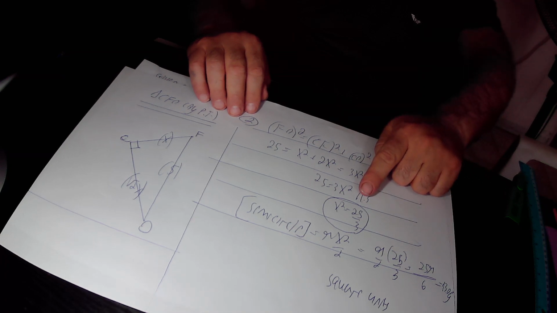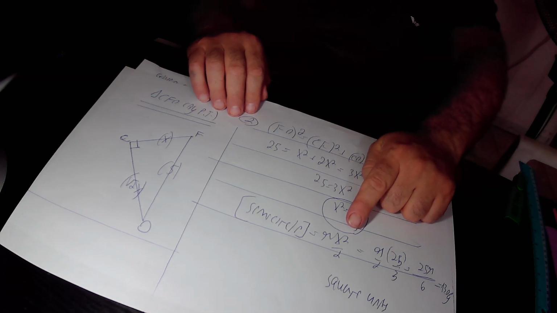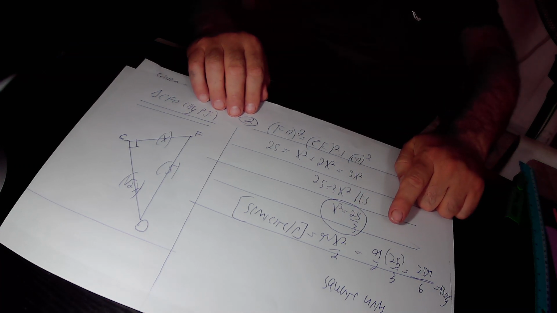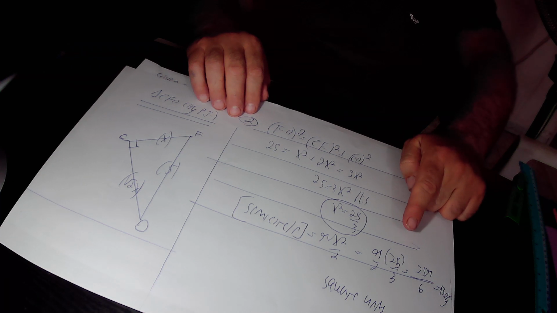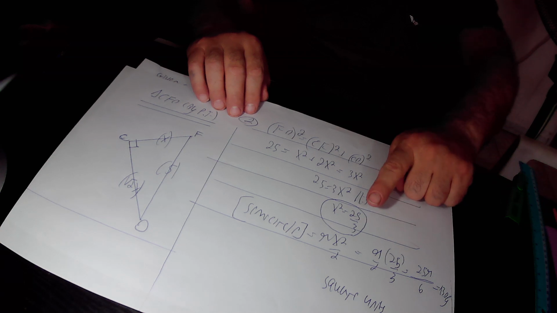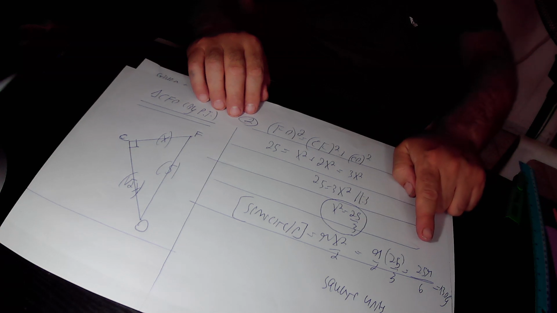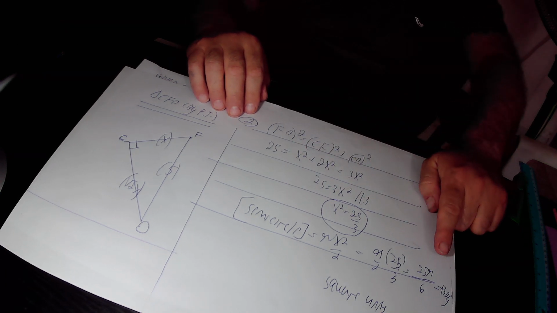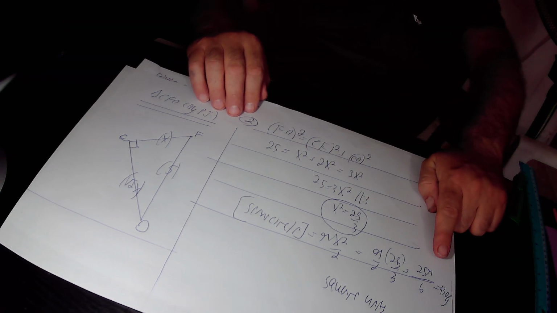And x squared is 25 over 3. Therefore, we substitute the x squared in this equation by 25 over 3. And we found out that the area of the semicircle equals pi over 2 times 25 over 3. So this expression equals 25 pi over 2 times 3, that is 6. So in total, this expression equals 25 pi over 6. So we found out that the area of the semicircle equals 25 pi over 6 square units.